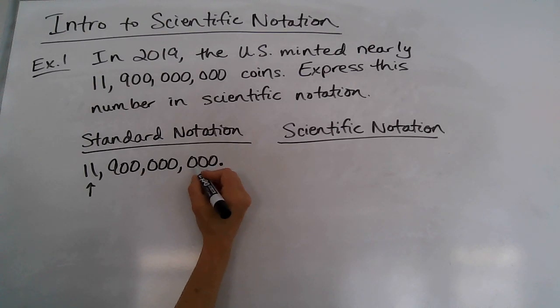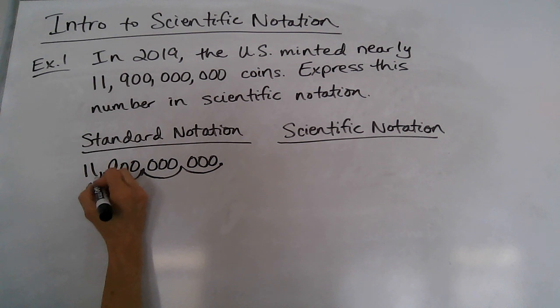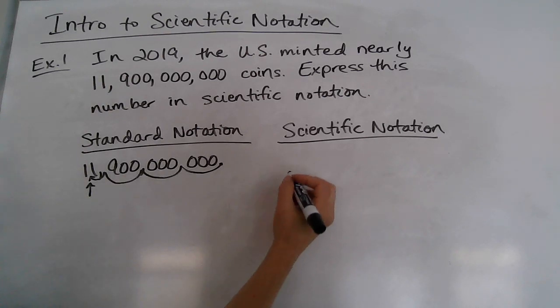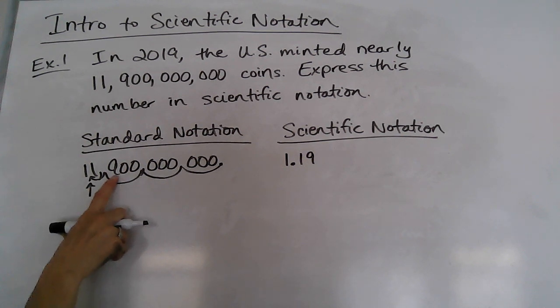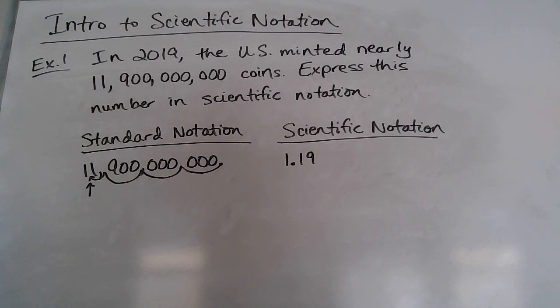So you could go 1, 2, 3, or you could go 3, 6, 9, and one more makes 10. So we will need to move our decimal 10 places to represent 11,900,000,000 in scientific notation. So let's go ahead and write down where we're putting it. And once you finish writing down the digits that are present, that are followed by a bunch of zeros, you can drop all those zeros. That's the whole point. We don't want to write all those zeros.